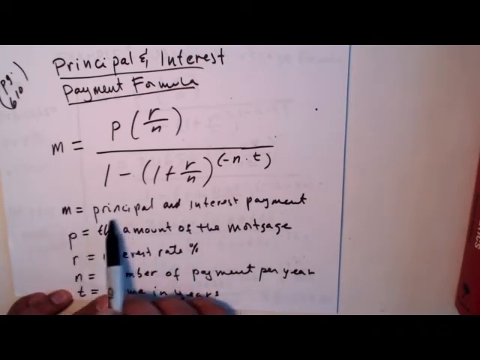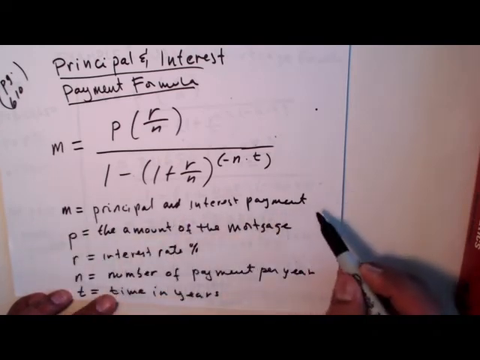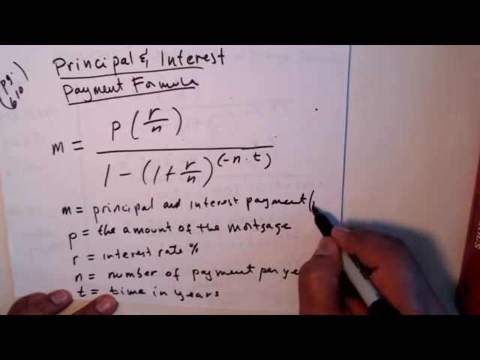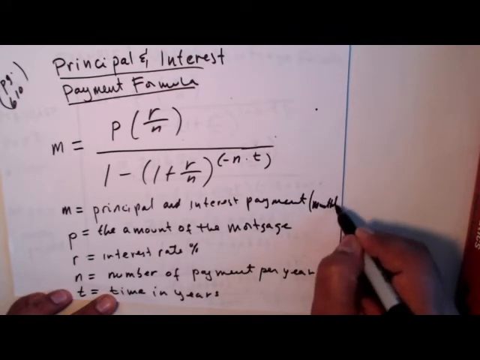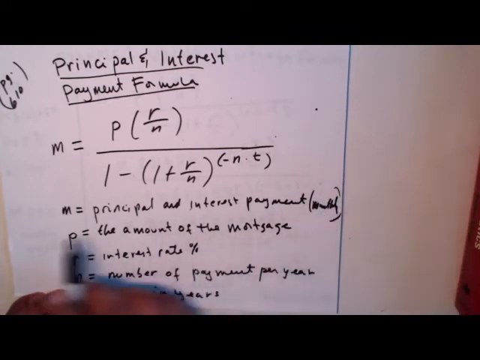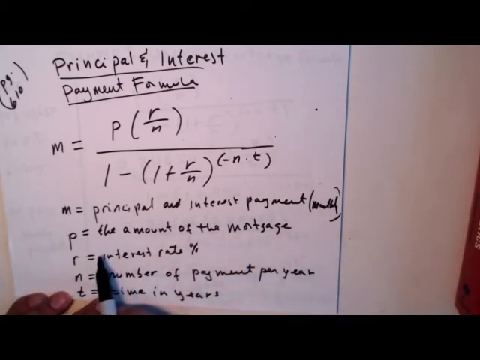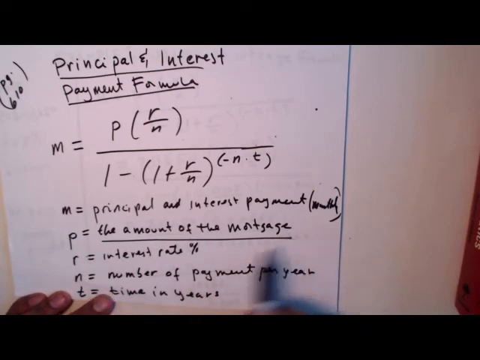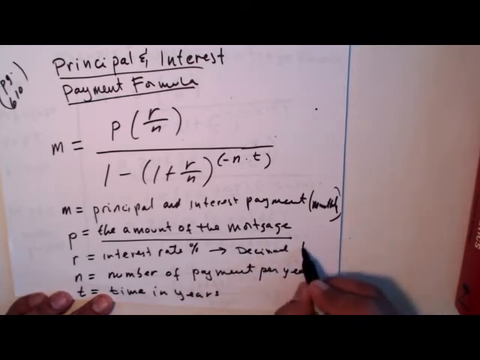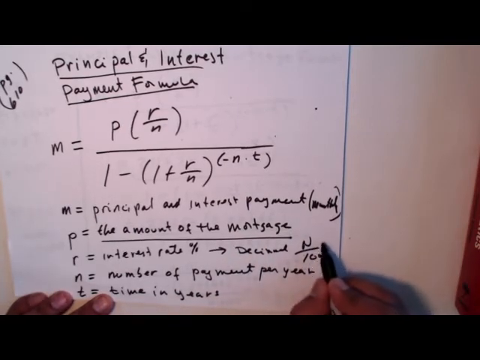So the M is the principal and interest payment, and that's done monthly, right? Every month, this is what you're going to be paying. The P is the amount of the mortgage. The interest rate, remember, you have to turn it into a decimal. And again, I like to always remind you to do n over 100 when you calculate that.